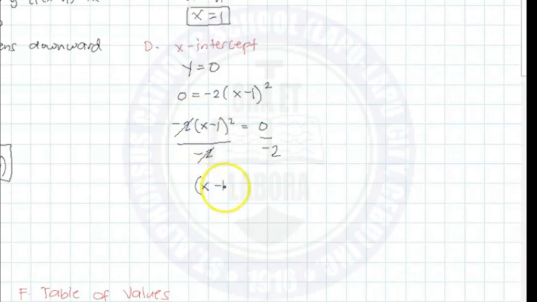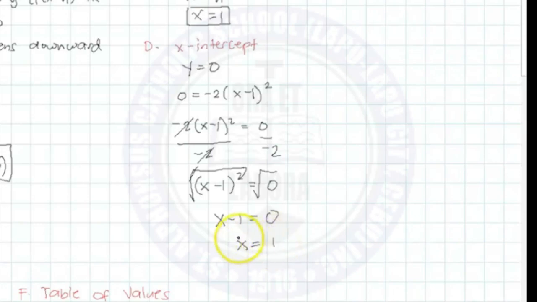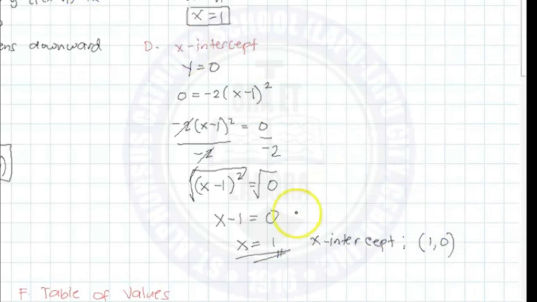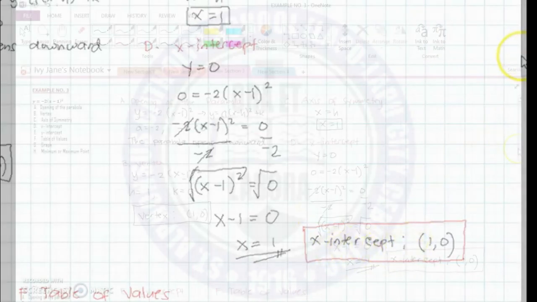So it will become x minus 1 squared equals 0. Extract now the square root and it will become x minus 1 equals 0. Therefore, transpose negative 1 to the other side, it will become x equals 1. The x-intercept is 1, 0. And I want you to highlight that answer. The x-intercept is 1, 0. Of course, there are some instances that you will have two x-intercepts.